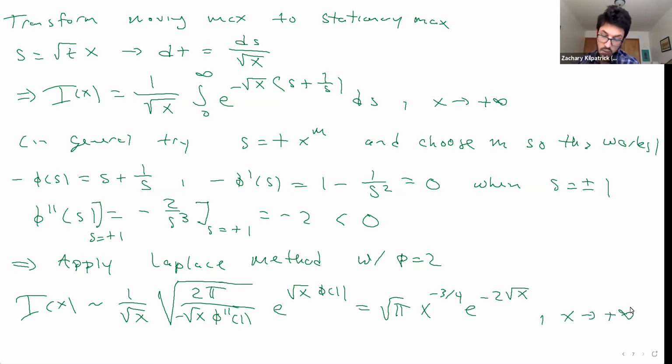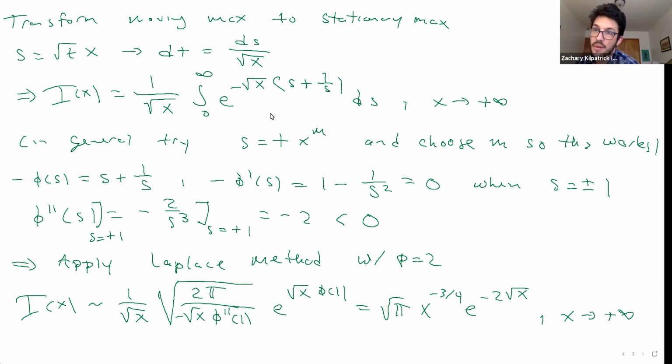All right, so that's how to handle those moving maxima: make these changes of variables and figure out how to factor out this term of x so that you have something of a stationary max form for Laplace's method, okay?